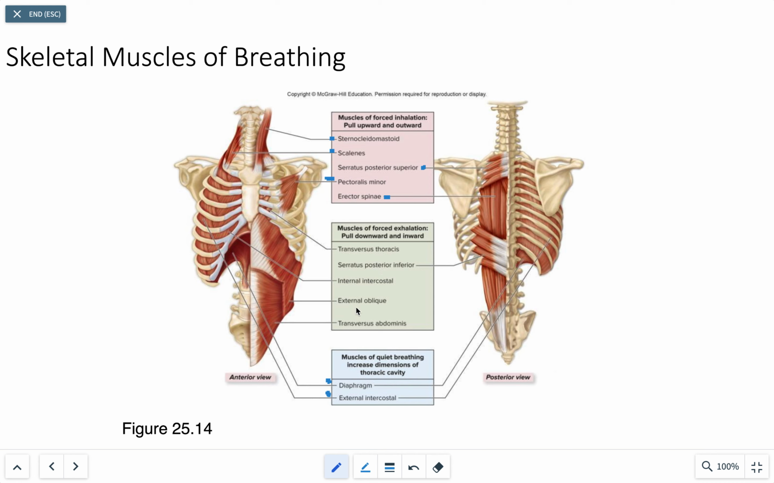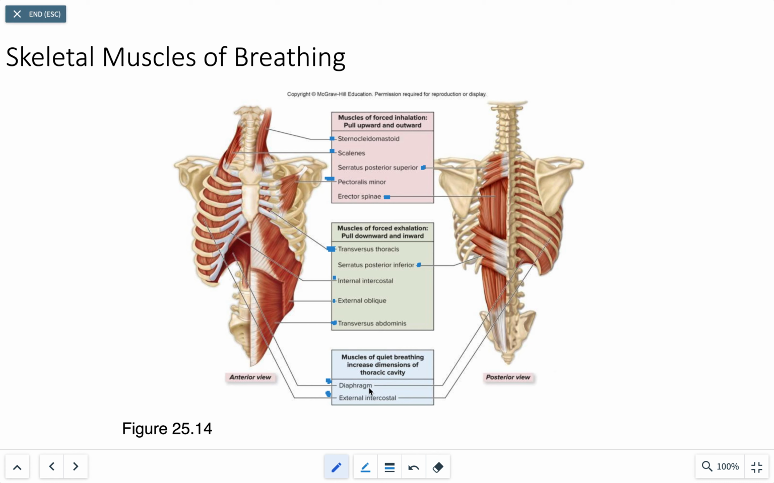Four of the five muscles are going to be in the anterior compartment. During forced exhalation, we have the transversus thoracis, the internal intercostals, the external obliques, and the transverse abdominis. So a lot of the forced exhalation is going to be coming from the abdominal cavity. Holding on in the posterior compartment is going to be the serratus posterior inferior.